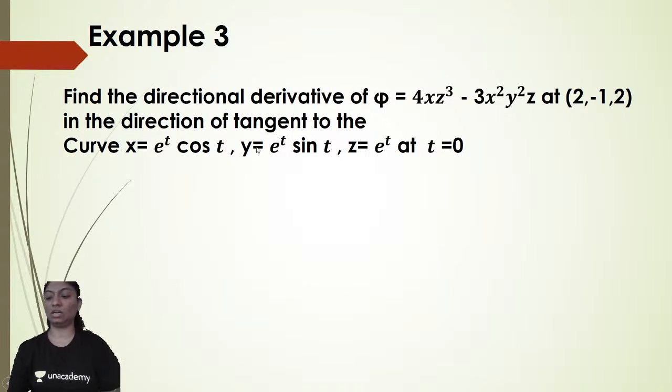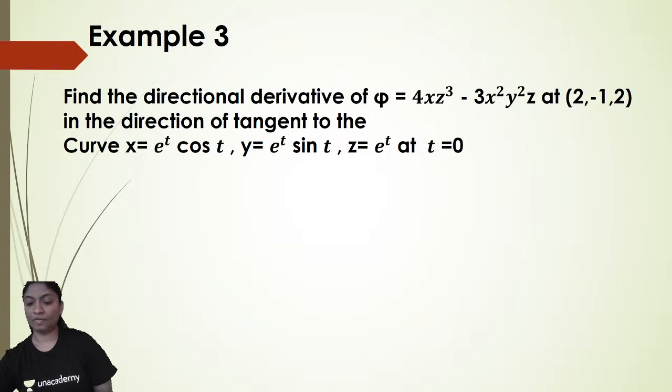We will see the third type. In these first two examples we have seen the case where the vector a bar is directly given, and the case where the points of that vector are given. Now see, it is the third type where the tangent components x, y, z are given. So how do we find the directional derivative for this function?